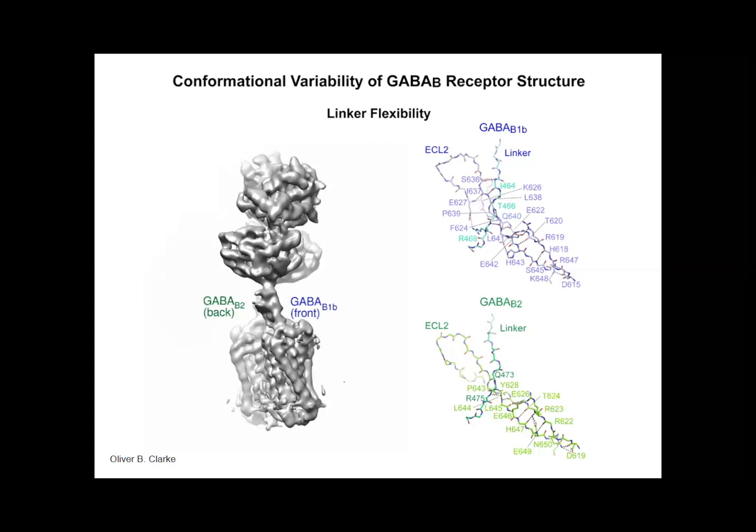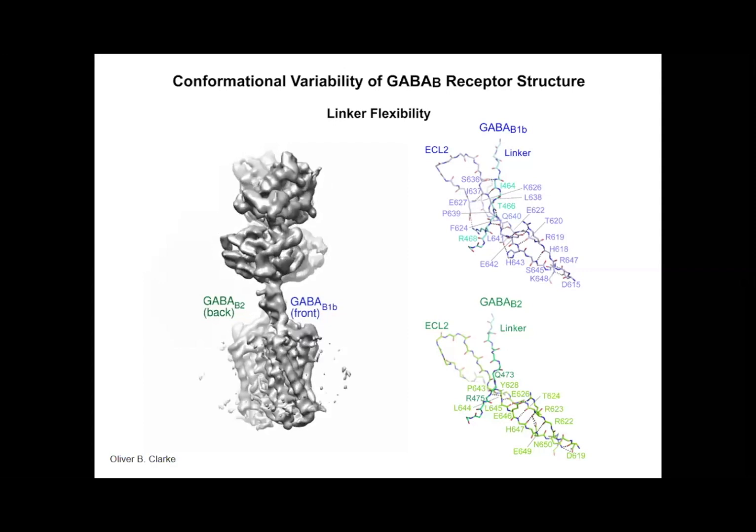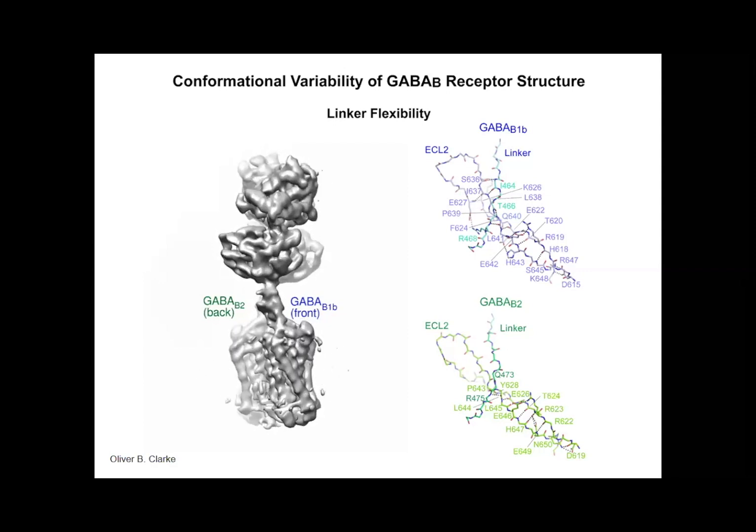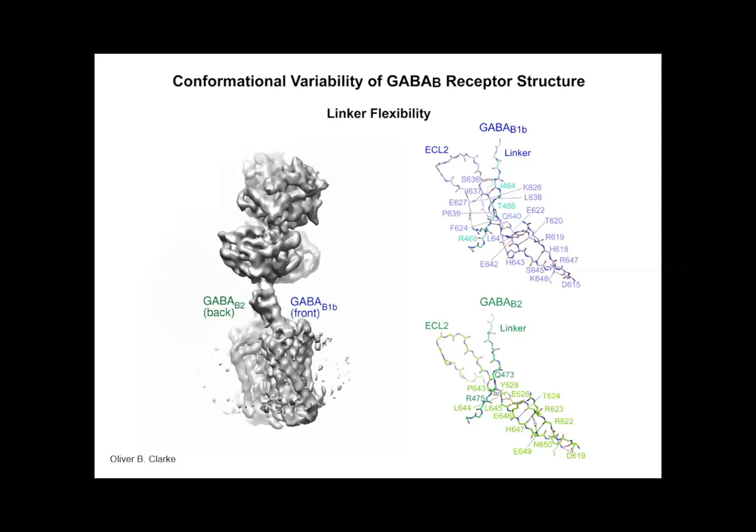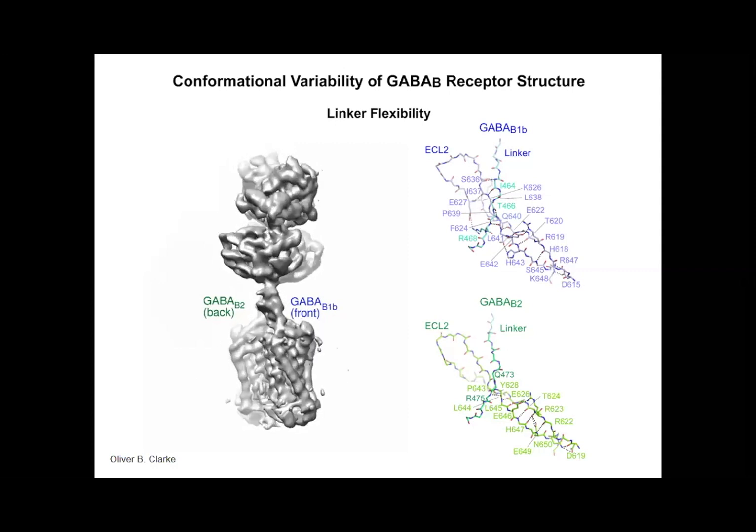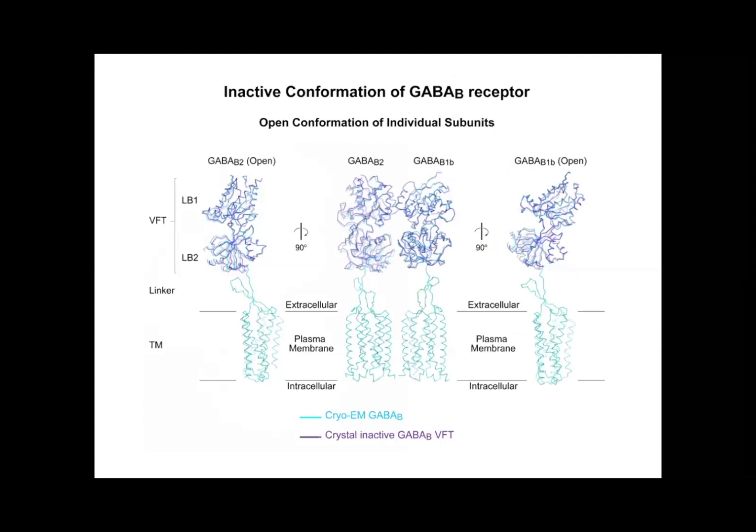Oliver also performed 3D variability analysis of the Cryo-EM data and found that the linkers in both GABAB subunits exhibit intrinsic flexibility, since the extracellular and TM domains of the receptor spontaneously flex back and forth about the linker. Based on comparison with the VFT crystal structures, we concluded that we have captured the near full-length receptor in an inactive conformation for two main reasons.